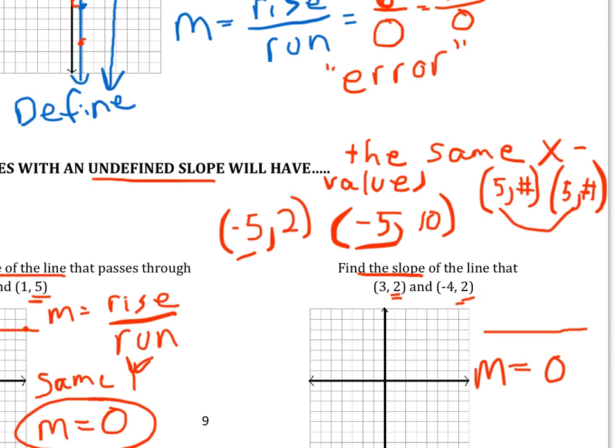All right. We're going to have some practice problems for this, but that concludes the lesson on finding slope from a line.